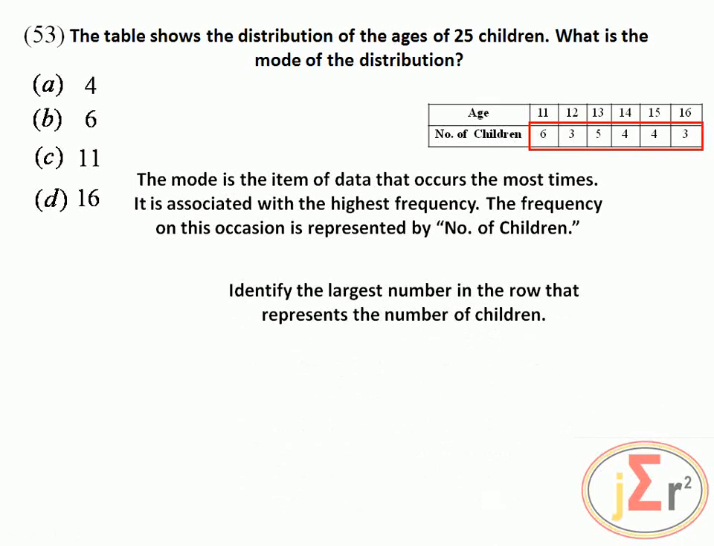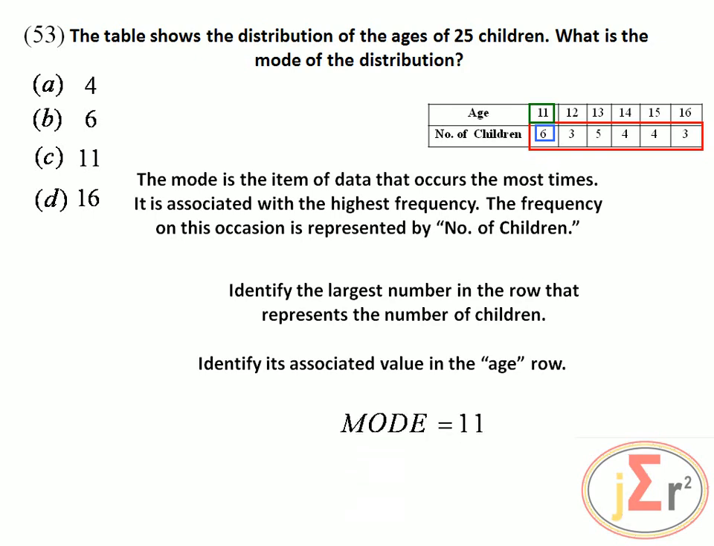Identify the largest number in the row that represents the number of children. Number of children, the largest one, which is the frequency. So the largest value of the frequency is 6. The mode is a value that is associated with that one. So identify its associated value in the age row. There we have it, 11. The mode is 11. Mode is equal to 11. The correct answer is option C.